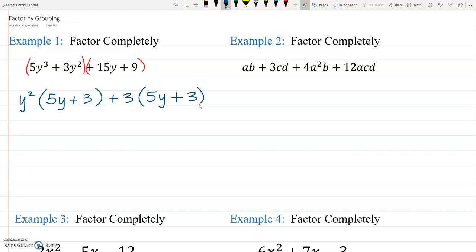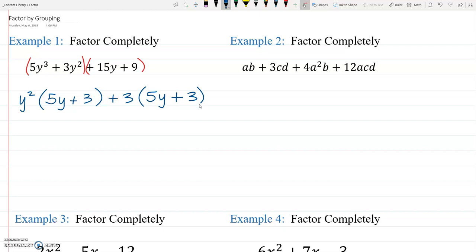It is at this point when you are factoring by grouping that it is very important that you check and make sure that these 2 binomials are the same. Your 5y plus 3 and your 5y plus 3 are the same. If they're not, you messed up. If they're the same, you're doing good so far. So really important that we always check for that. There's only one step left.